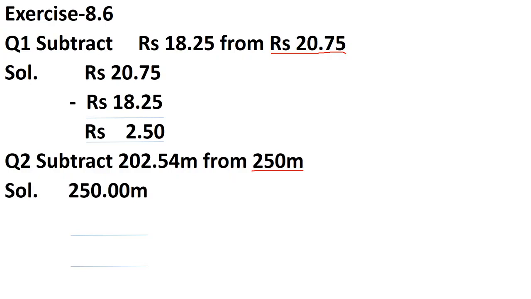But the decimal point is not there. So see what we have done: in place of it we have written decimal 00, because here are two decimal places. So here we have written 250.00. I want to tell that if extra zeros you have to write down, you will write them at the end. Minus 202.54. Now you can subtract easily. You will get the answer 47.46 meter.